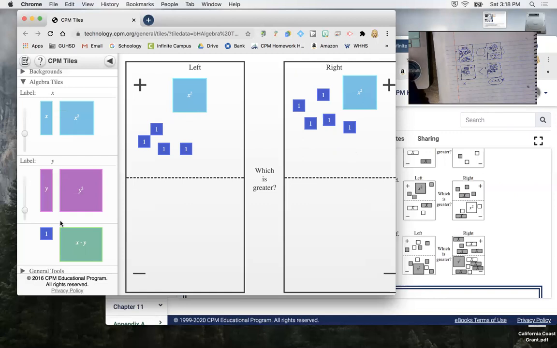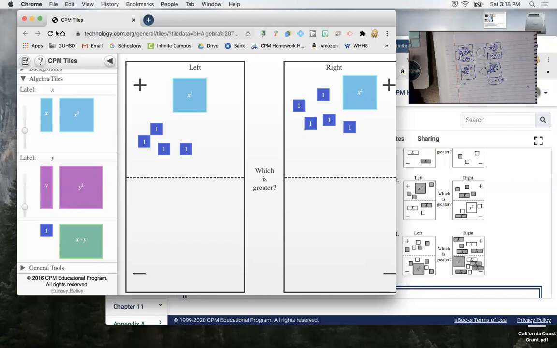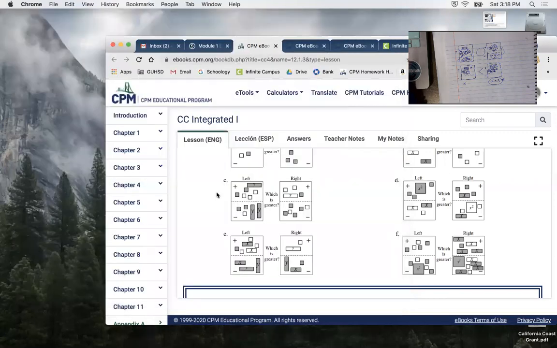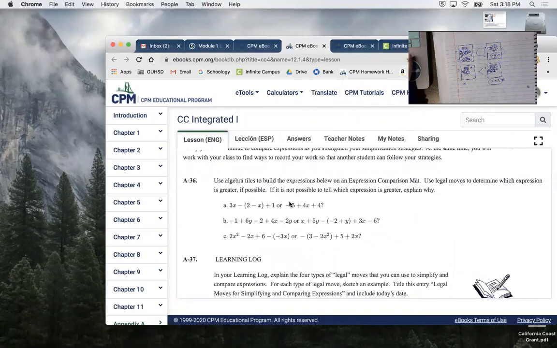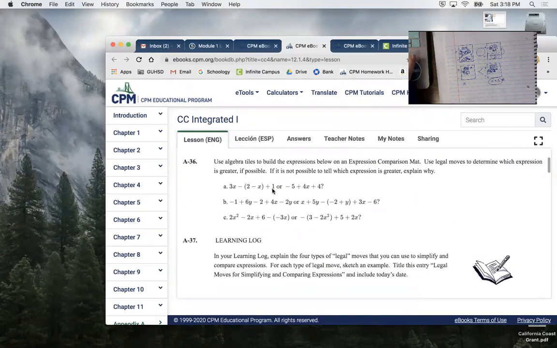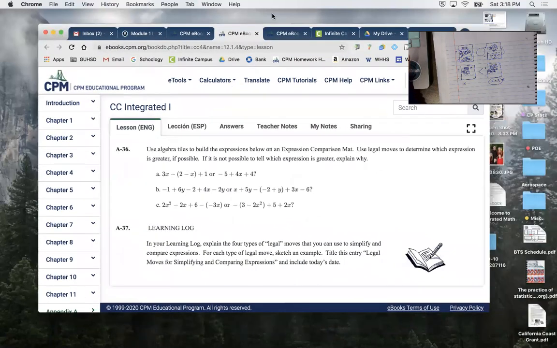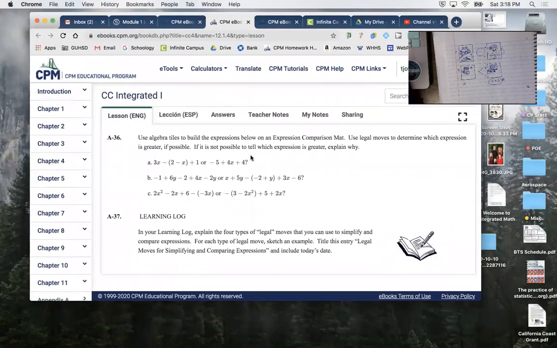Okay, so the last example that we're gonna do, I'm gonna go ahead and exit that one. The last example is actually on the next section, and we are going to do one of these. Now, in this one, it wants you to actually build it. So we're gonna build the algebra tiles and then compare. So this is pretty complicated. The first thing that I'm going to do is pull up the eTool.